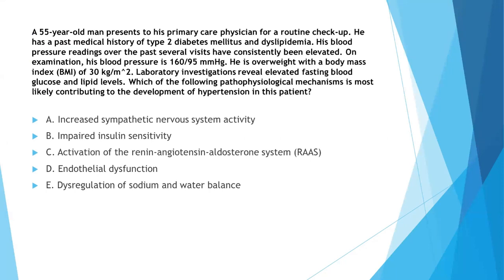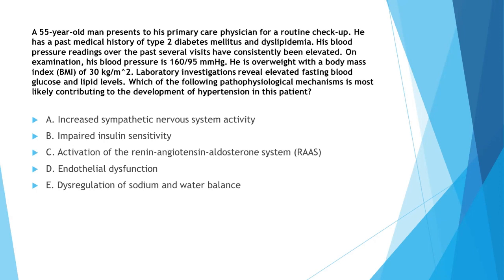So a 55-year-old man presents to his primary care physician for a routine checkup. He has a past medical history of type 2 diabetes mellitus and dyslipidemia. His blood pressure readings over the past several visits have consistently been elevated. On examination, his blood pressure is 160/95. He is overweight with a body mass index of 30. Lab investigation revealed elevated fasting blood glucose and lipid levels. Which of the following pathophysiologic mechanisms is most likely contributing to the development of hypertension in this patient?